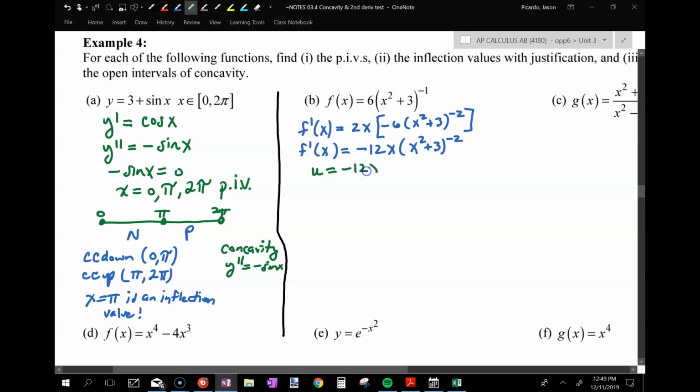I'll call my U this. I'll call my V this. The derivative of U is simple. The derivative of V is the derivative of this, right? So again, chain rule, right? 2x times -2 of this to the -3.